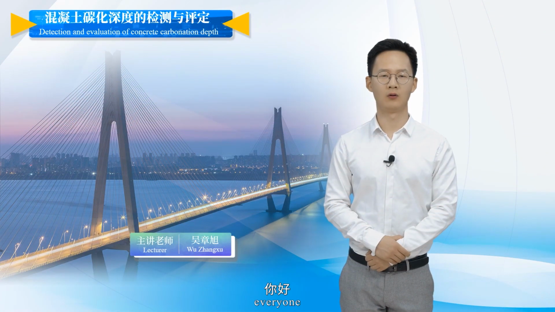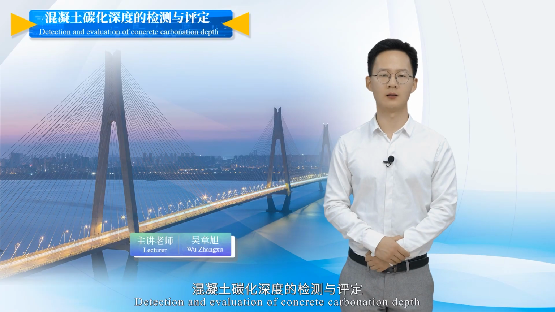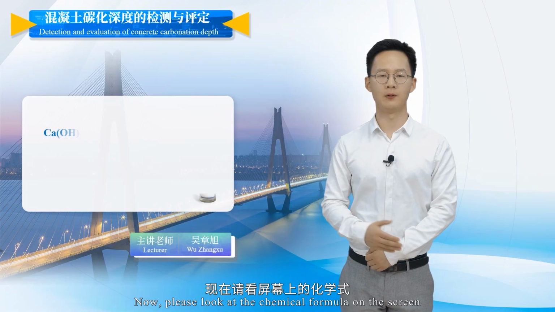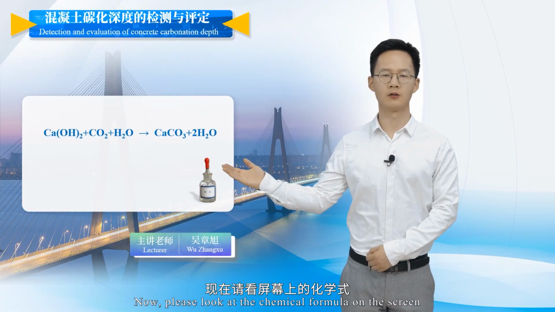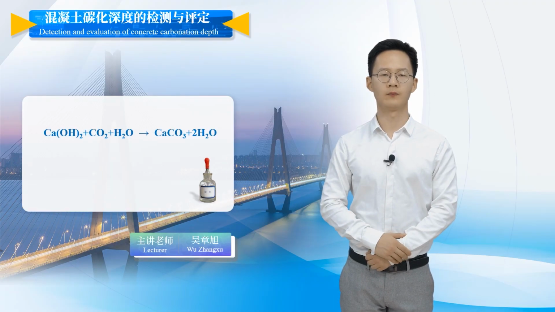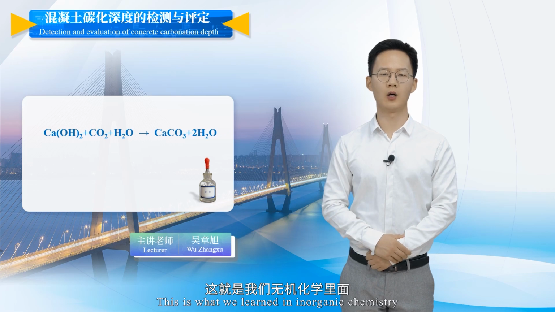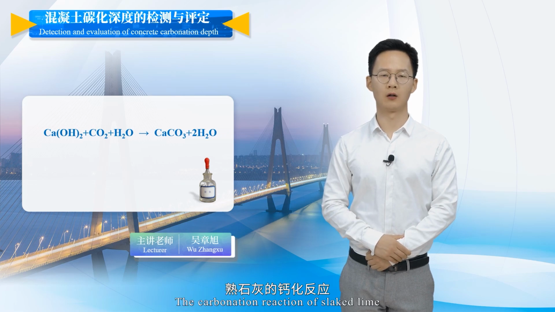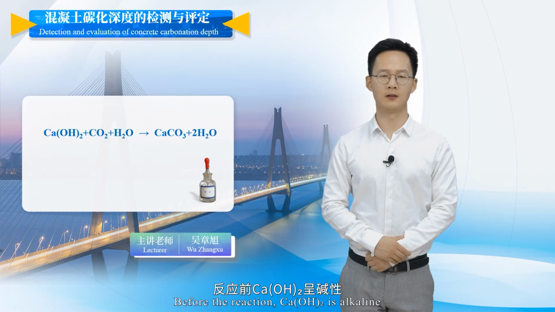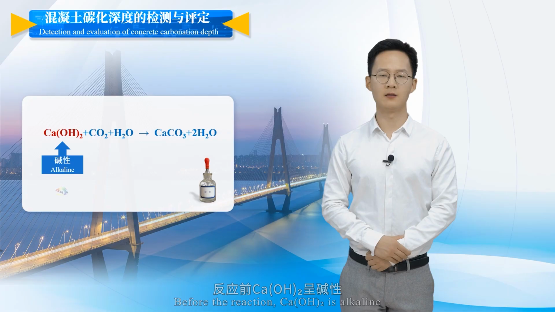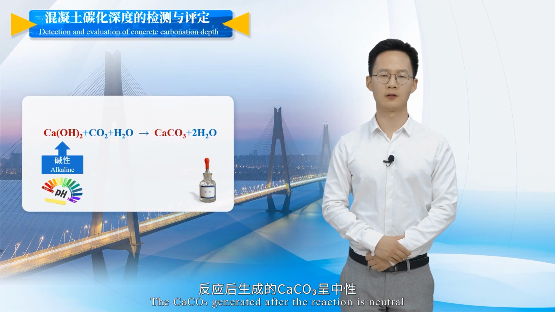Hi, everyone. In this lesson, we will learn detection and evaluation of concrete carbonation depth. Now, please look at the chemical formula on the screen. Does it sound familiar? This is what we learned in inorganic chemistry. The carbonation reaction of slaked lime. Before the reaction, calcium hydroxide is alkaline. The calcium carbonate generated after the reaction is neutral.